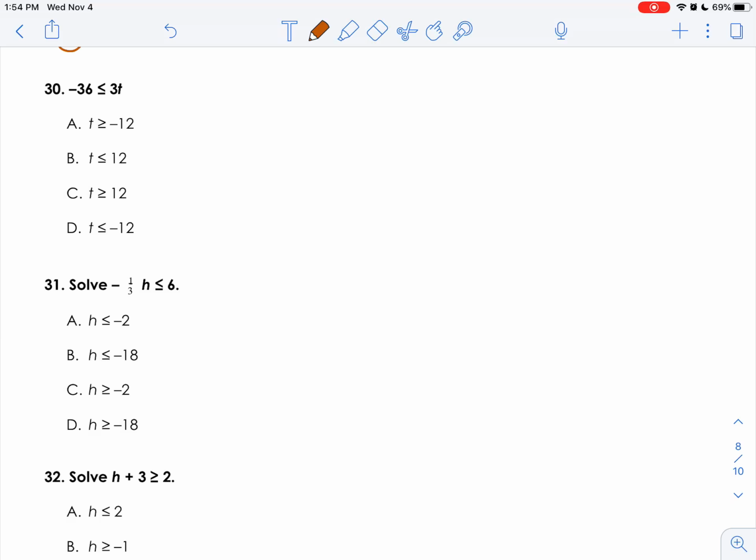Next I have negative 36 is less than or equal to 3t. My variable is t. I want to divide by 3 on both sides to get the t by itself. Again, I'm dividing by a positive number, so there's no need to flip. Negative 36 divided by 3 is negative 12, which is less than or equal to 3 divided by 3 is 1, leaving me with t. But once again, I want to flip this so the t comes first. T is actually greater than or equal to negative 12, which is A.